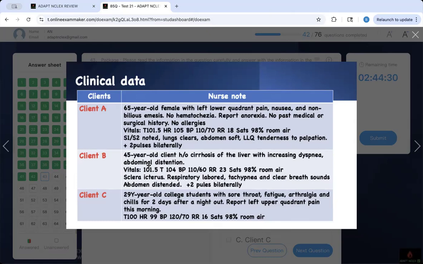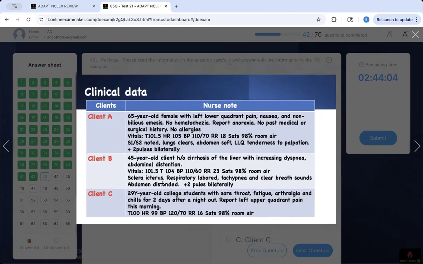B is a 45-year-old who has cirrhosis of the liver, increased dyspnea and abdominal distension. Cirrhosis, probably ascites. Now you're having a respiratory problem. There's a temperature of 101.5. Is the ascites infected? I'm tachycardic, right? Scleral icterus is expected for the liver disease. Labored breathing, probably from the ascites, tachypnea, clear breath sounds, right? So what is wrong with B?